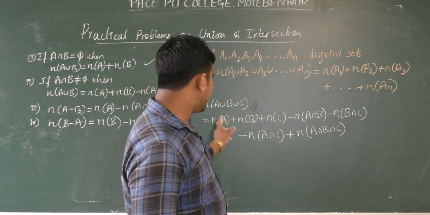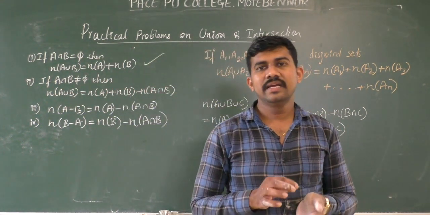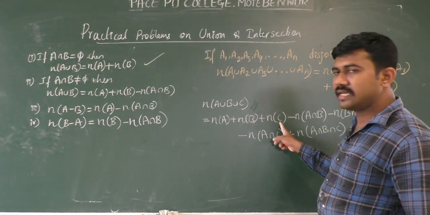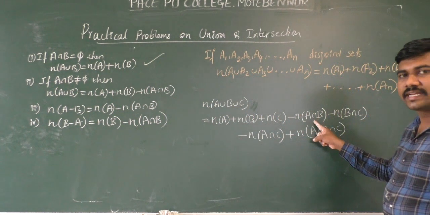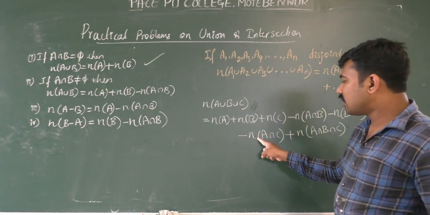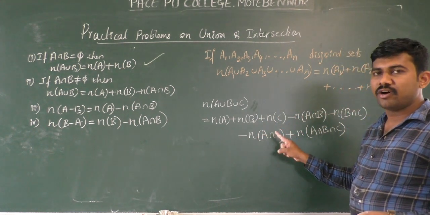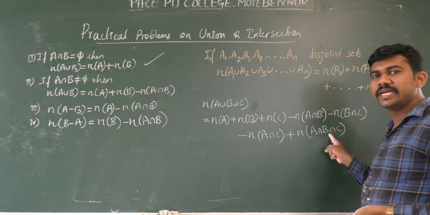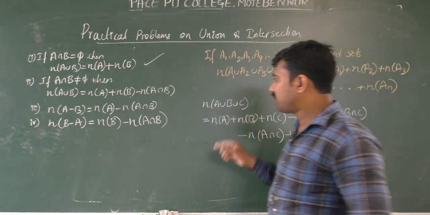Okay, see, n of A union B union C is equal to n of A plus n of B plus n of C minus n of A intersection B minus n of B intersection C minus n of A intersection C plus n of A intersection B intersection C. This is the fifth formula.